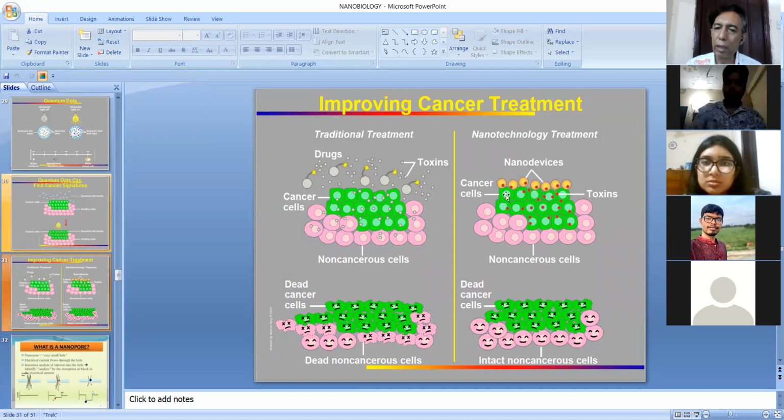You see, these are the cancerous cells, and these are the quantum dots with medicine. Then it will destroy only this thing. But here you see it destroys these cancerous cells as well as the good cells also.